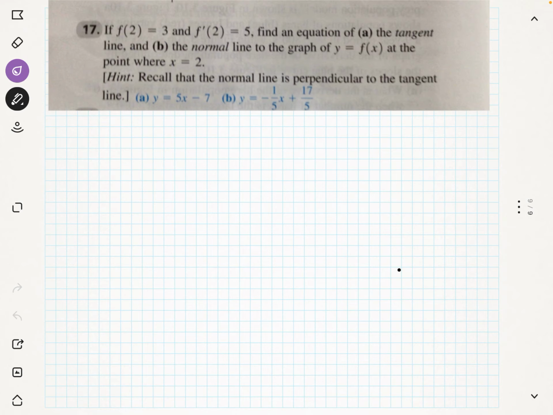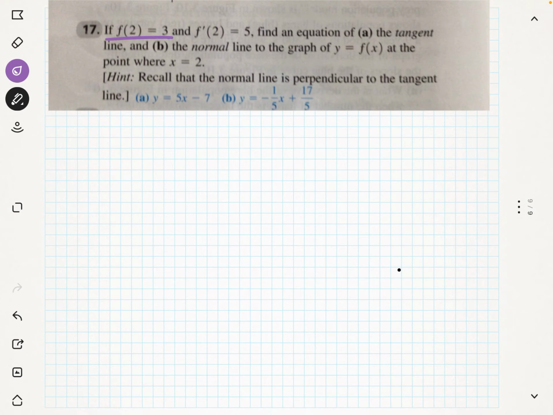Okay, last example, and I just wanted to do this because it's something that they might ask you on the test, and it's not very hard because it's kind of like an Algebra 1 problem, even though it is asking for the tangent and the normal line. But the format that they're giving you the information in might be a little bit tricky. All right, so the first thing they're telling us is if f of 2 equals 3.